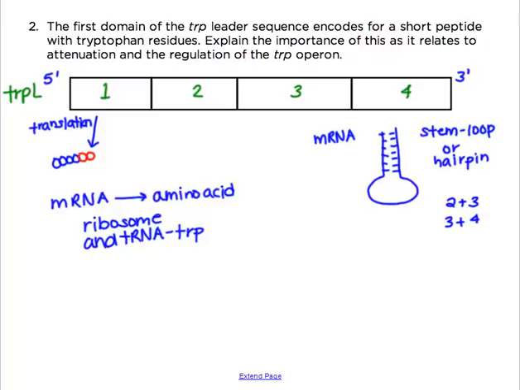So let's look first at low tryptophan levels. If there's low tryptophan, that means that there's going to be low levels of tRNA charged with tryptophan. So when region 1, the mRNA from region 1 is going to be translated via a ribosome, the ribosome is going to stall on that mRNA because it can't bring over any tryptophan because there's no tRNA carrying tryptophan. So the ribosome will stall on region 1.